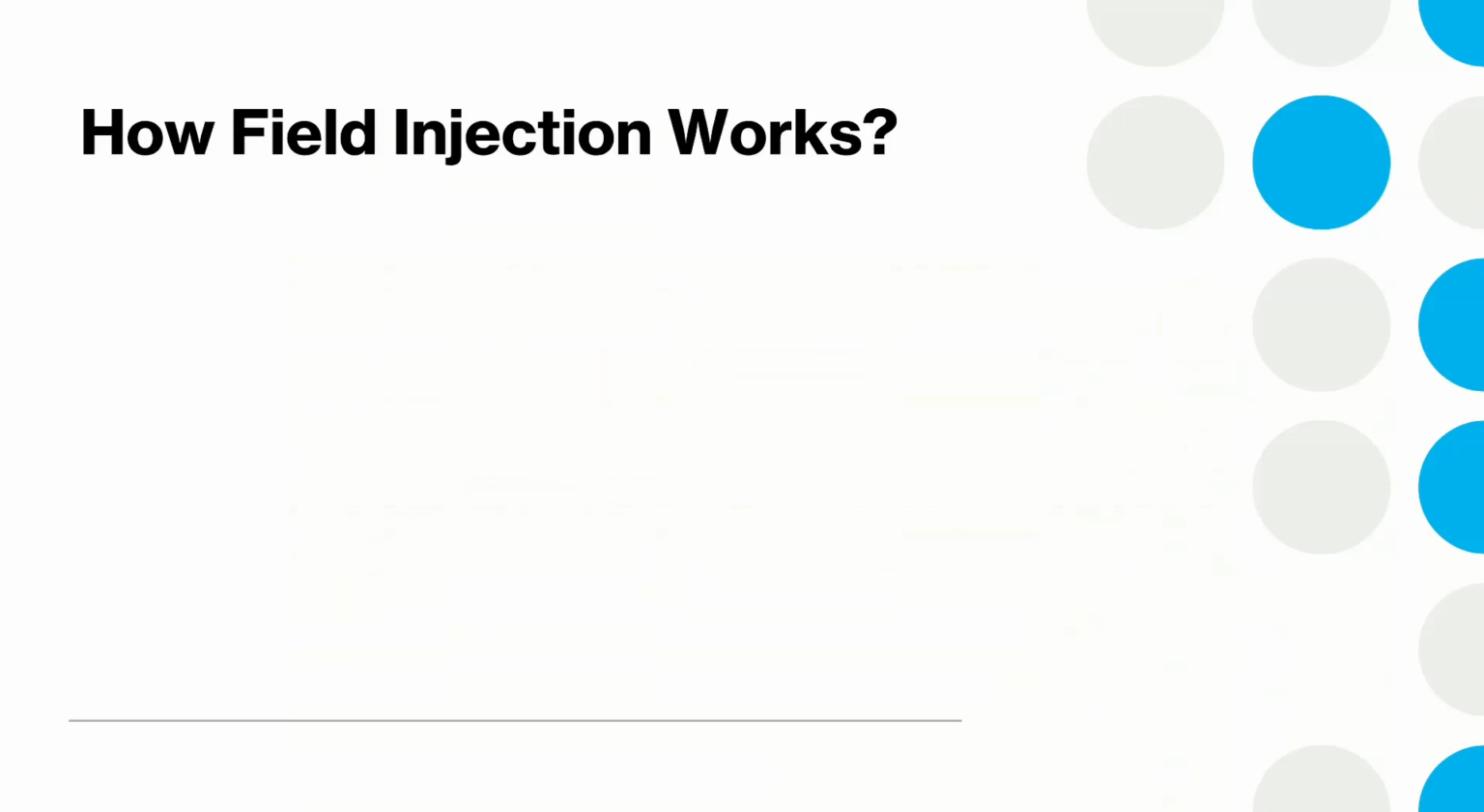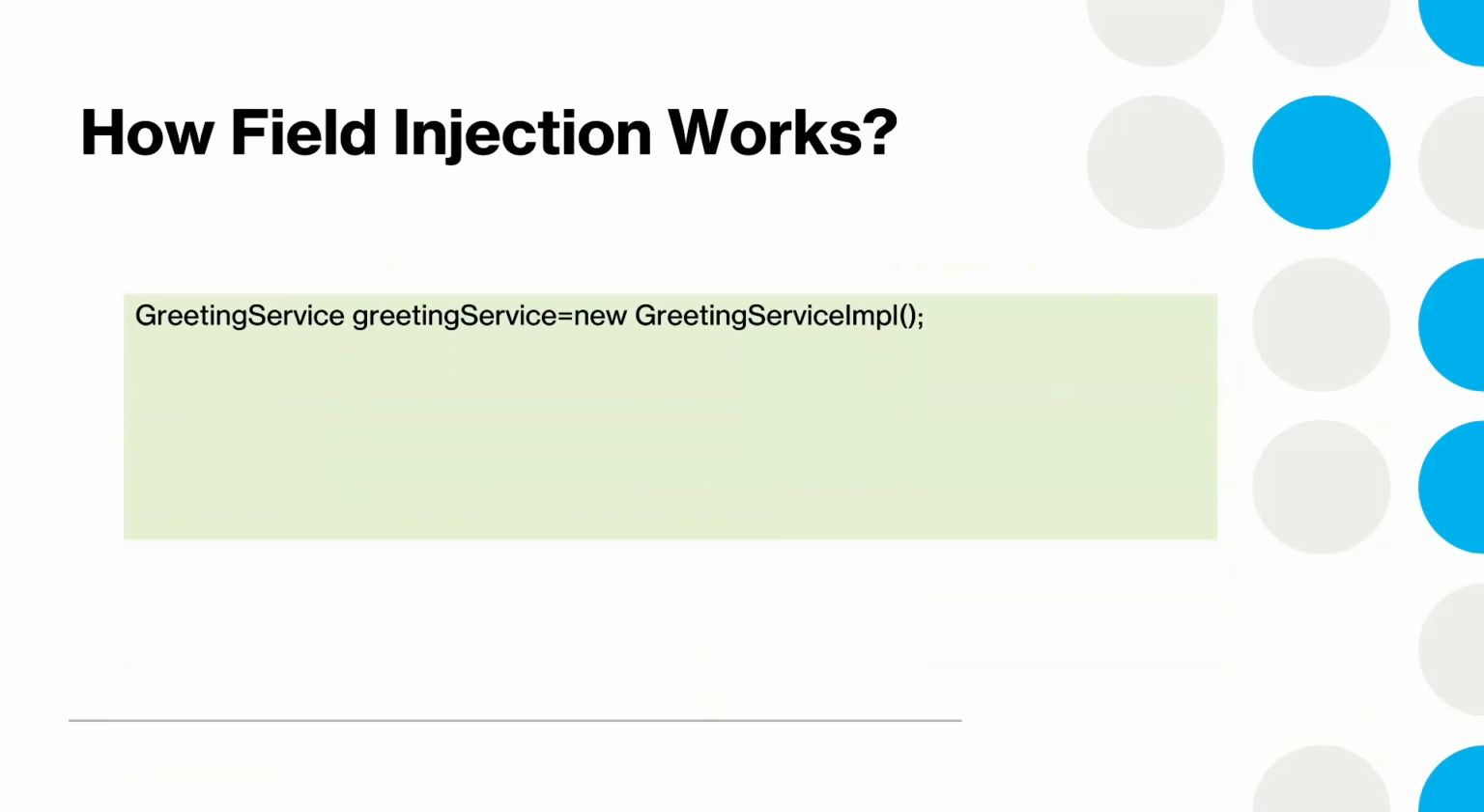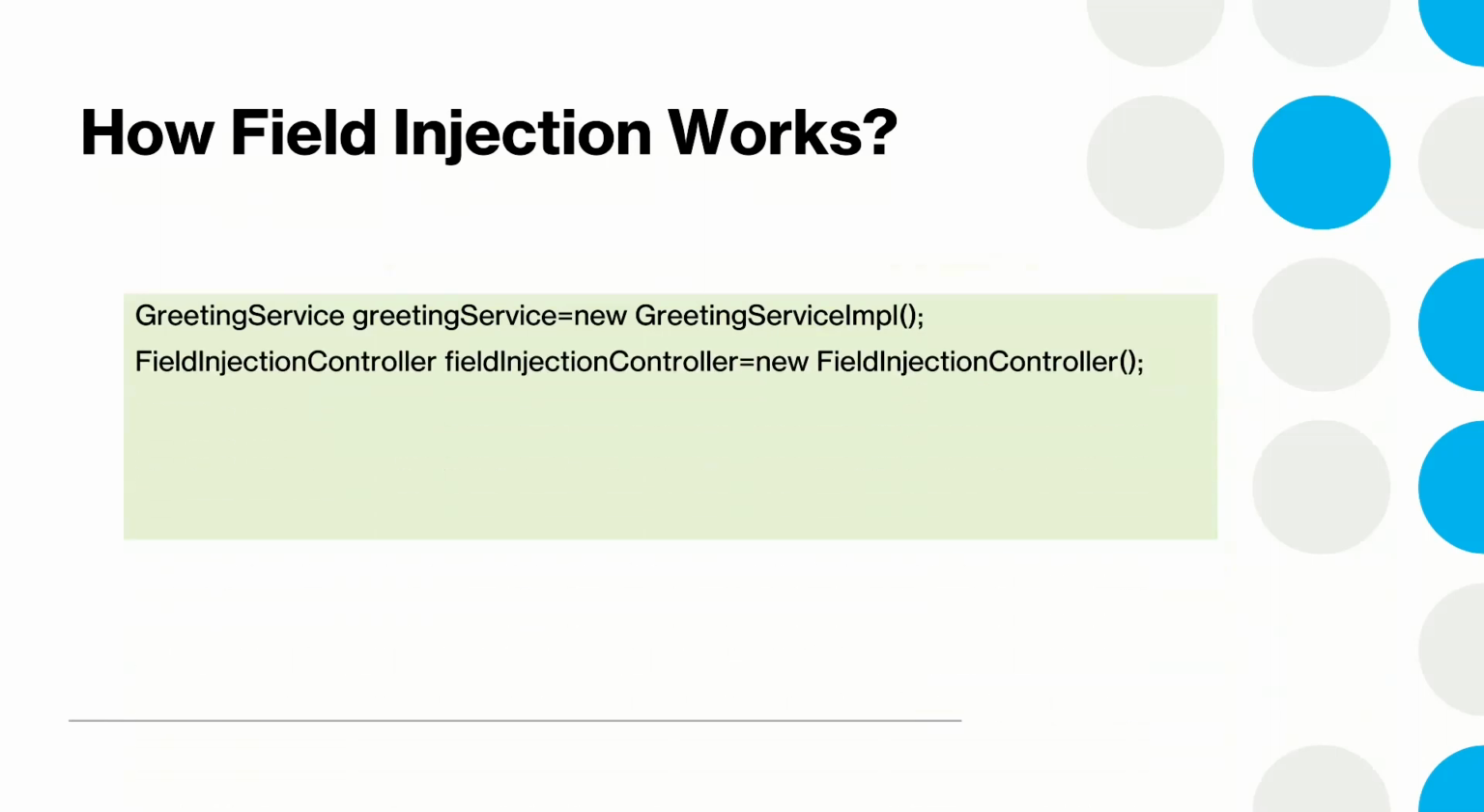How field injection works. In field injection, you annotate a class field with @Autowired, and Spring handles the creation and injection of the dependency into that field. This is typically done without the need for a setter method or constructor arguments. Suppose the FieldInjectionController requires a GreetingService and uses field injection to obtain it. First, Spring creates a bean of GreetingService like this: greetingService = new GreetingServiceImpl. Next, Spring constructs an instance of FieldInjectionController like this: fieldInjectionController = new FieldInjectionController.